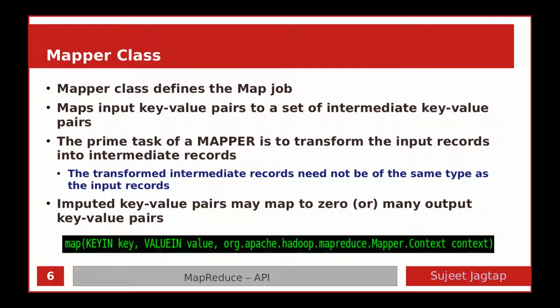The syntax of the map method is given in this simple command. This is a snapshot taken from the terminal window. Map is the most prominent method of the mapper class. This method is called once for each key value pair in the input split. I repeat, the map method is called once for each key value pair in the input split.